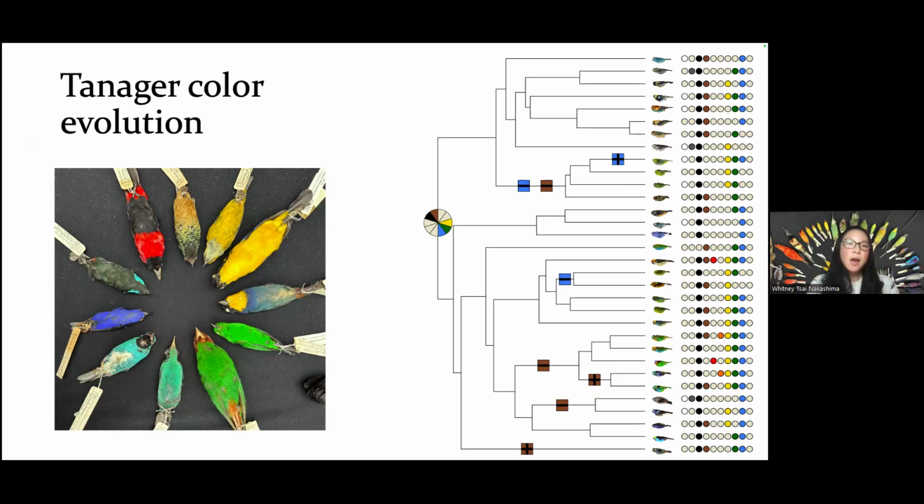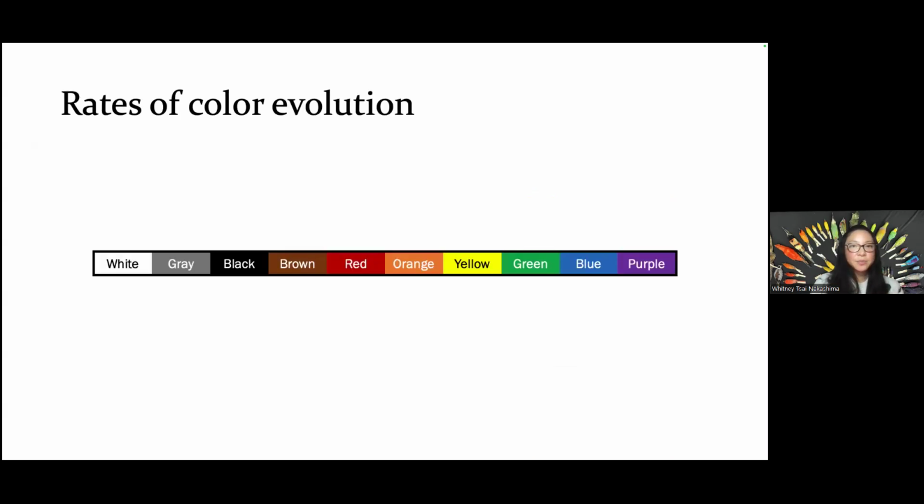So we see some losses of blue and a gain of blue. We see some losses of green and a gain of green. And we see some losses of yellow and a gain of white also. So it's kind of cool to be able to see where these colors have been gained or lost. What might those past tanagers have looked like?